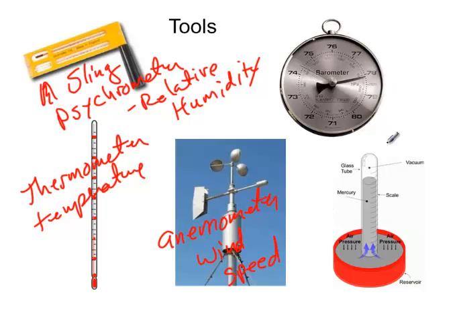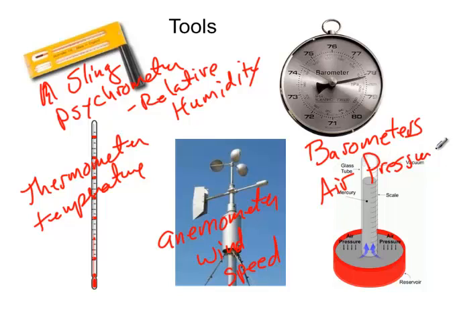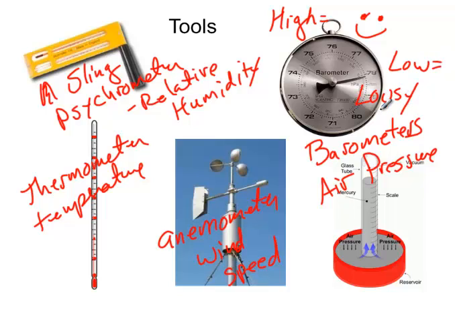And finally, these two tools right here are both barometers. They're different forms of barometers. Barometers are used to measure air pressure. Remember, high air pressure tends to equal happy weather. When our air pressure is high, clear skies. Low air pressure equals lousy weather. So hurricanes and tornadoes occur at low pressure.